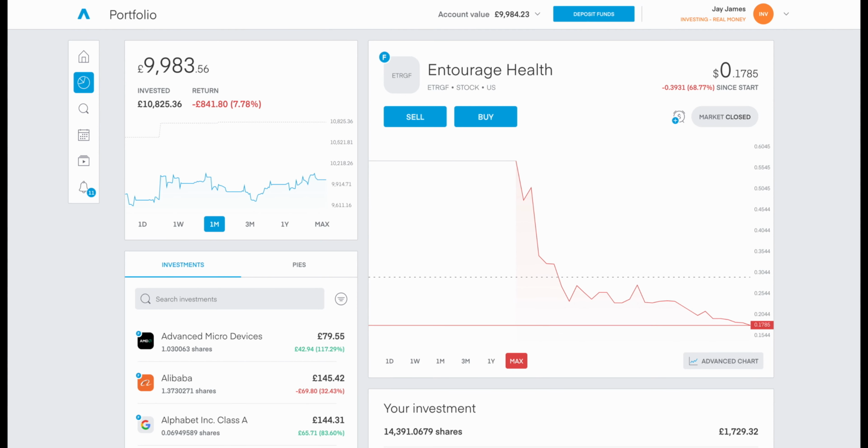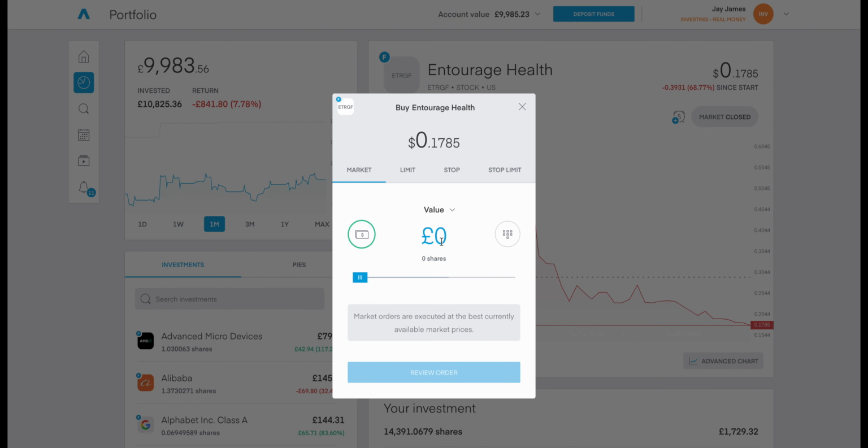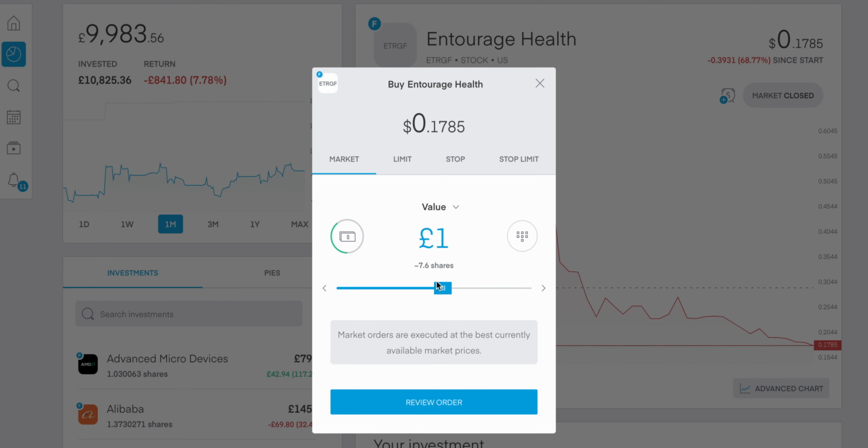And then the final point to make before we have a solution for all these issues is that Trading 212 has recently limited the amount of shares that you can buy for certain stocks. Now, from what I can see, this is more of the somewhat riskier stocks out there, ones that are listed on the OTC market such as Entourage Health, but these penny stocks do exist on the Trading 212 platform. And so if I click on the buy button here, and if I try and buy £1 worth of shares, we can see that is roughly 7.6 shares.